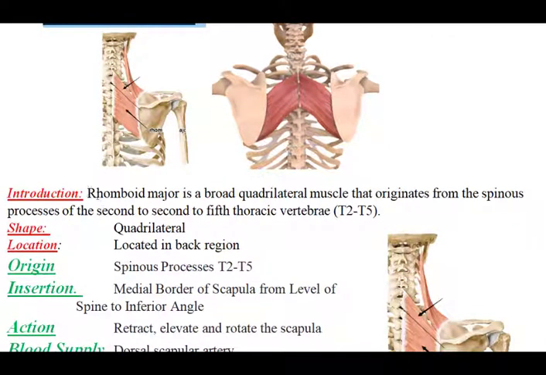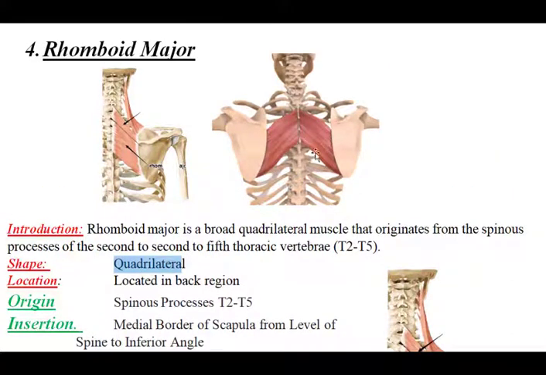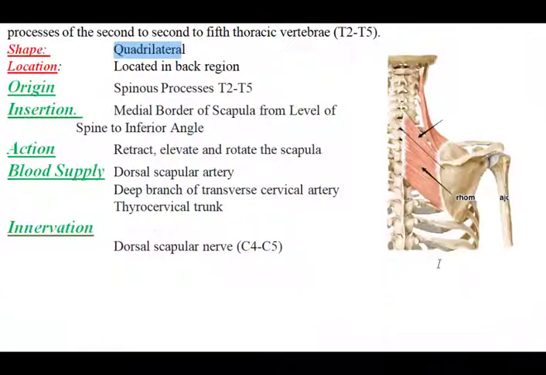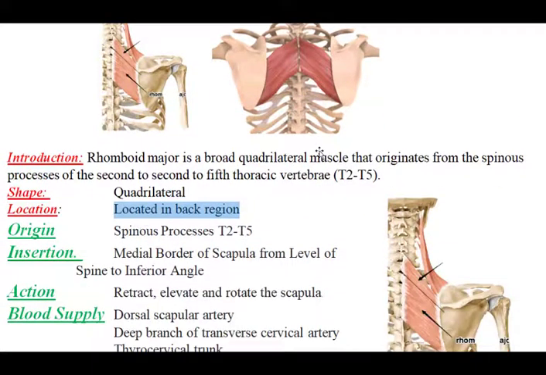What is rhomboid major muscle? Rhomboid major muscle is a broad quadrilateral muscle that originates from the spinous process of second to fifth thoracic vertebra, right? It's a broad quadrilateral muscle of the back region, we can also say. What is its shape? Its shape is quadrilateral. Quadrilateral means it has four angles, 1, 2, 3 and 4. So this muscle is the rhomboid major muscle. You can see also here. What is the location? It is located in the back region, right? Back region means behind, or posterior to, the pectoral region.